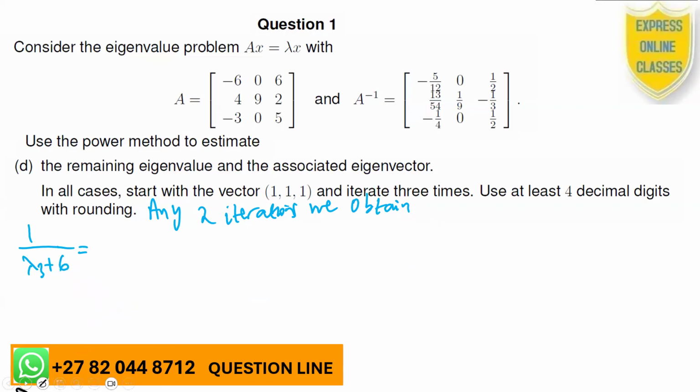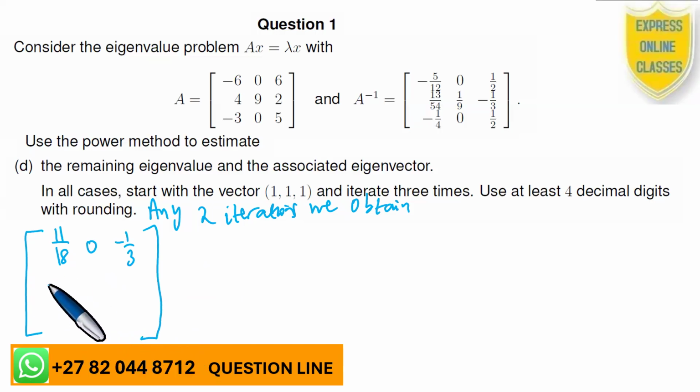Okay, so we'll therefore remember that we have just written out the following. 11 out of 18, 0, minus 1 out of 3, minus 5 out of 27, 1 out of 15, 4 out of 45, 0, 0.